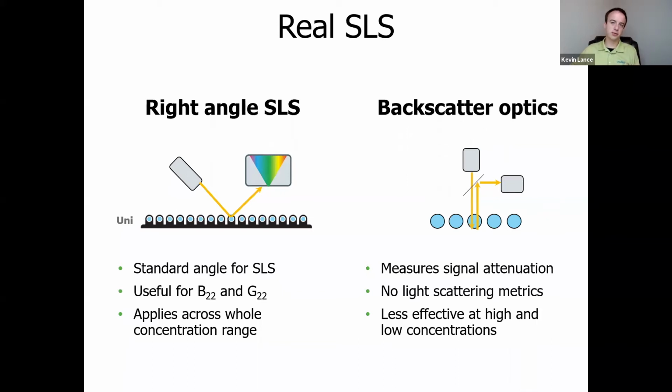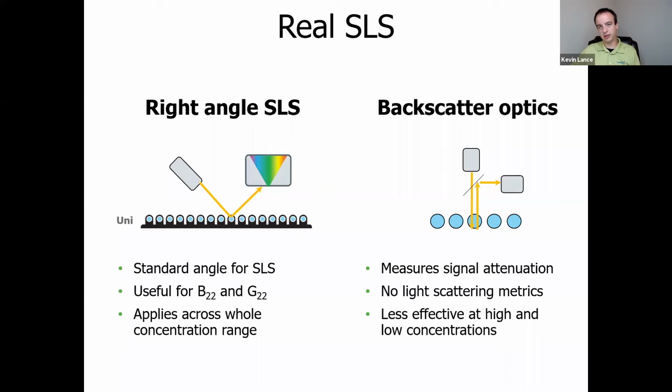Another unique value of doing this right angle light path with SLS is that it applies across the whole concentration range. So it's sensitive to both 0.5 milligrams per mil protein, all the way up to the maximum protein range that Uncle can get to.